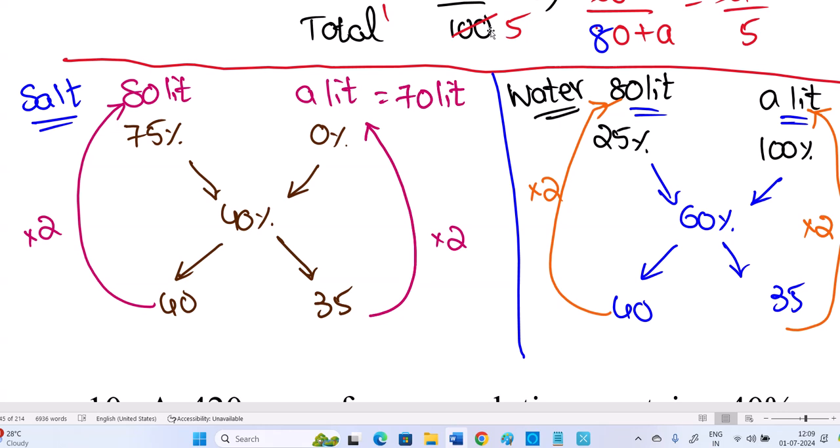So what is that 80? What is that A liters? What is 75%? You should understand that. This type of question in TCS, in mixtures and alligation, you will definitely have a question. You should understand how you are adding this. Every parameter, you should be very clear.